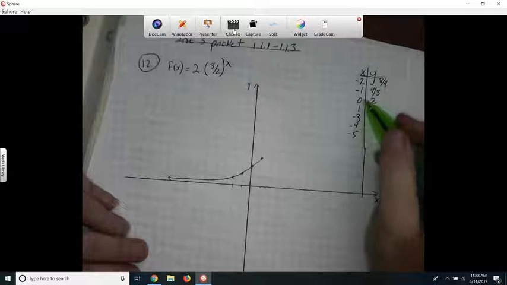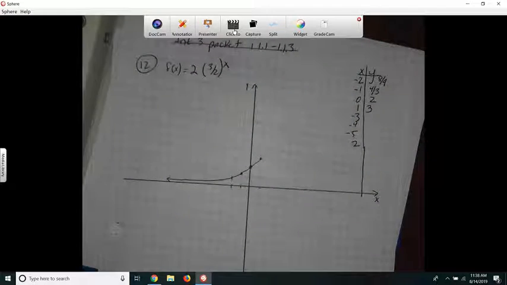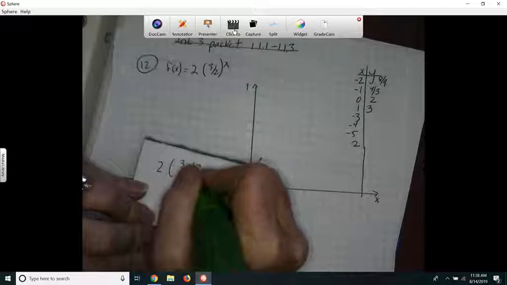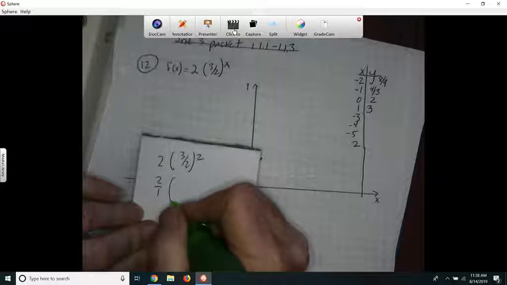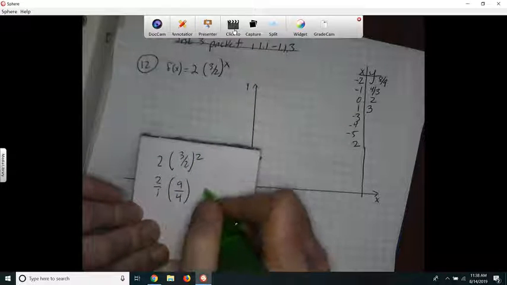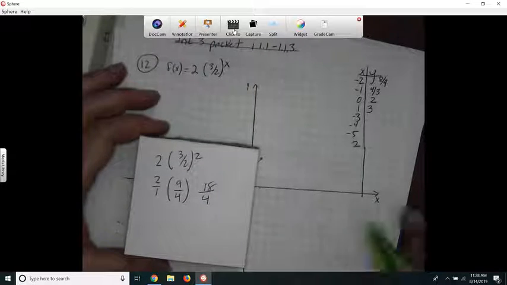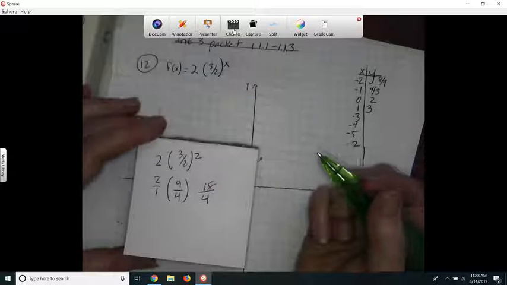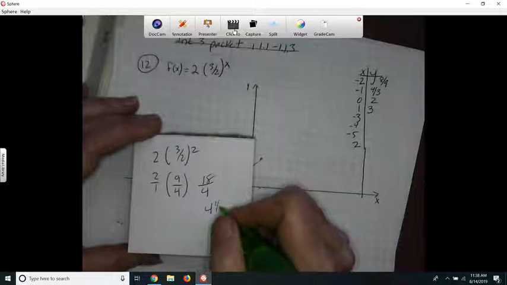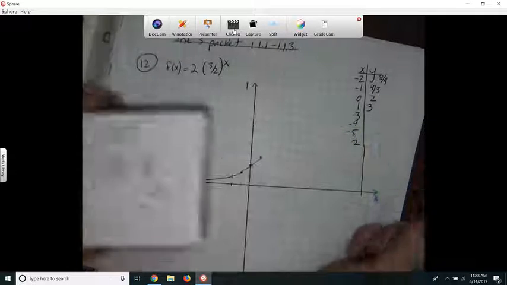I tried 0 and 1, I'll try maybe 2. So, use a little scratch paper again. So it's 2 over 1, and then 3 squared is 9, and 2 squared is 4, so that's 18/4. So that's pretty big, right? 4 times 4 is 16. So that's going to be 4.5, I think. You can do that math on a calculator, but I think that's going to be about 4.5.